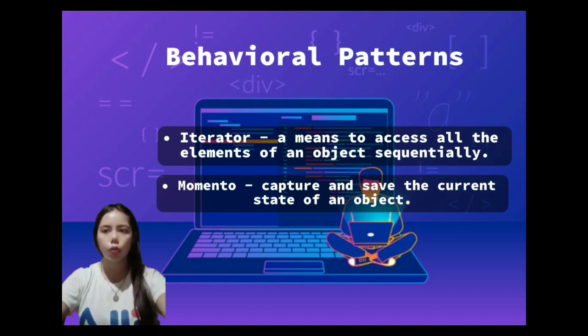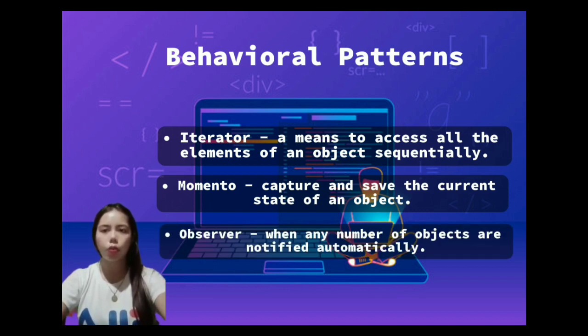The last one is observer, where any number of objects are notified automatically. It is known as the subject, which maintains a list of dependents known as observers that are notified of any state changes, typically by calling one of their methods. This pattern establishes a one-to-many relationship between the subject and its observers, allowing multiple objects to listen and react to changes in the subject's state.